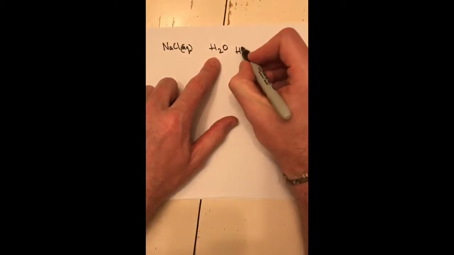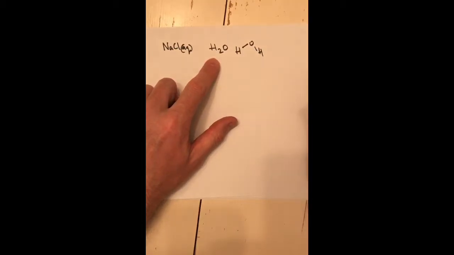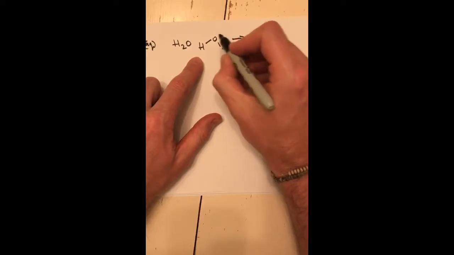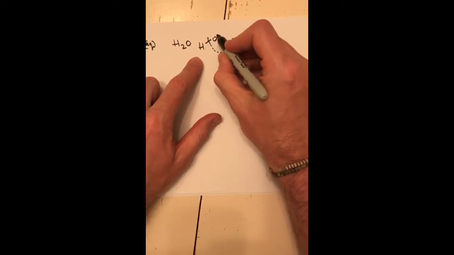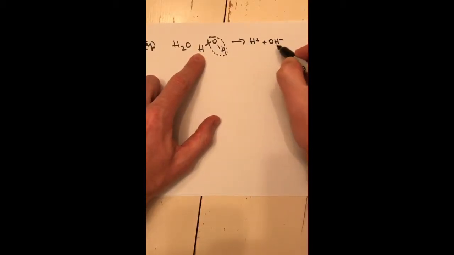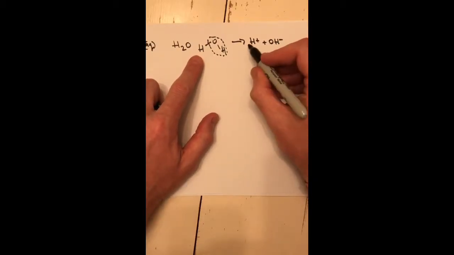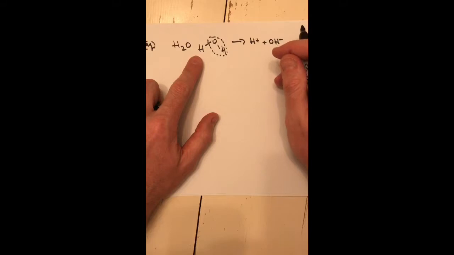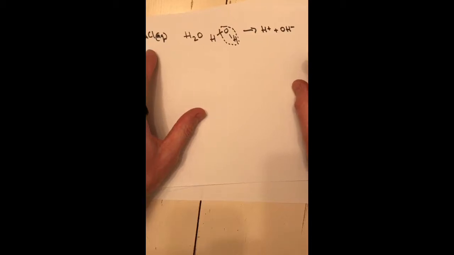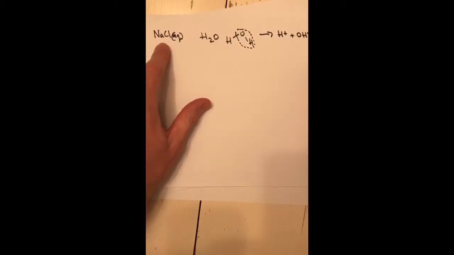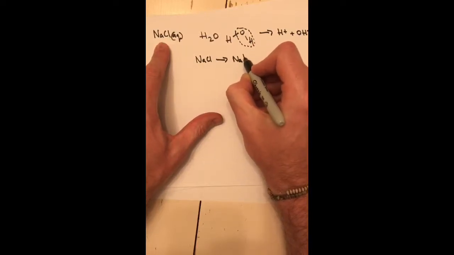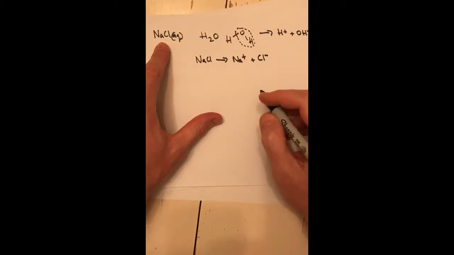Now if you remember, water looks like this, and water is able to ionize, and if we do a little split here, that gives us an H+ ion and an OH- ion. So water gives us a hydrogen ion, H+, and a hydroxide ion, OH-. So if we come back to our sodium chloride, when we put this into the solution and the lattice breaks down, this is going to form Na+ and Cl- ions.